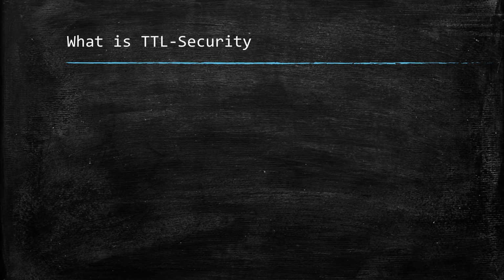So what is TTL-security? TTL-security is a means to protect the control plane against denial of service attacks. For example, a TCP SYN attack. Those kinds of attacks are designed to overwhelm the CPU of the router by generating a large amount of BGP packets. And all those packets need to be processed by the CPU, which will cause a huge strain.